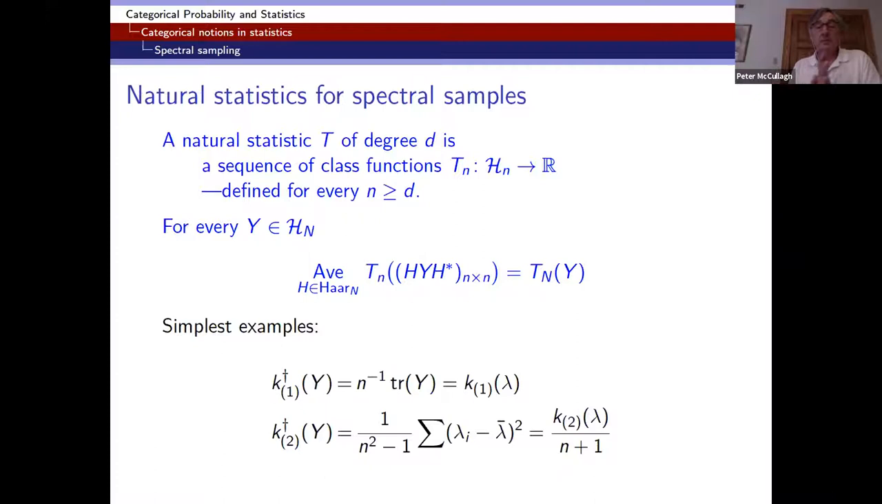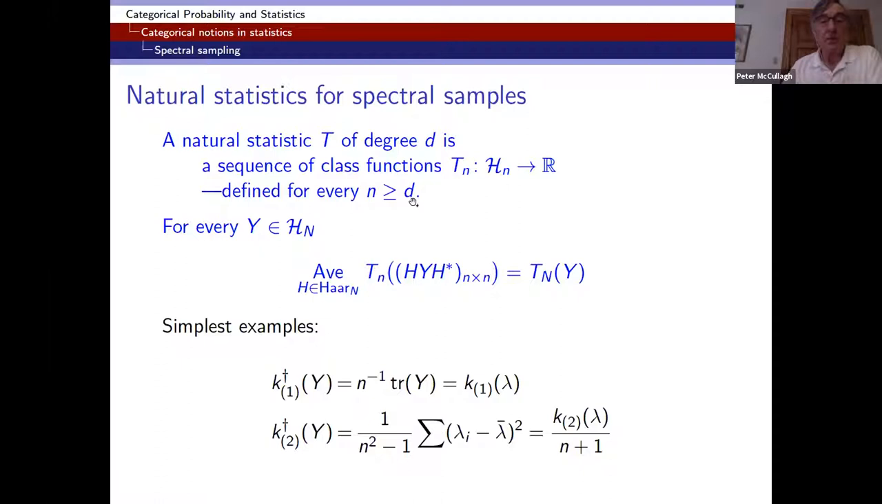Okay, so now getting to the idea of spectral sampling, I just define a natural statistic of degree D, and this is exactly the same definition as I had a couple of slides ago, with just a few adjectives changed here and there. So we talk, and this is going to be a polynomial function of degree D. It's a sequence of class functions on Hermitian matrices. So T is a sequence of functions. So T n is a function on Hermitian matrices of order n, defined for every n bigger than some degree.